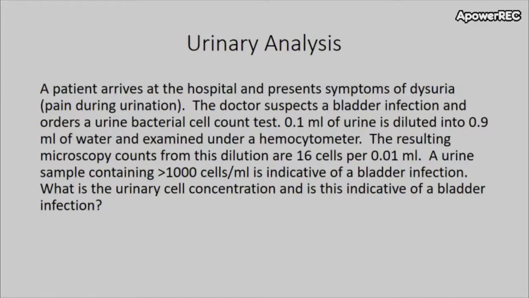Then we do some microscopy counts. So we take a hemocytometer, which remember has the grid on it that allows you to count the number of cells in a given volume. And we examine 0.01 mils of urine and count the number of cells. The number of cells counted were 16. So now the question is, what is the original cell concentration, and is it indicative of a bladder infection?